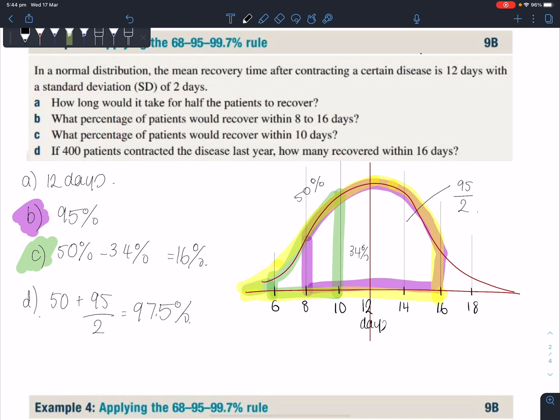97.5%. But it wants to know how many recovered. So it's 97.5% of 400. So 97.5% times 400. Or you could do 0.975 times 400, either way. And that would equal 390 patients. Okay?